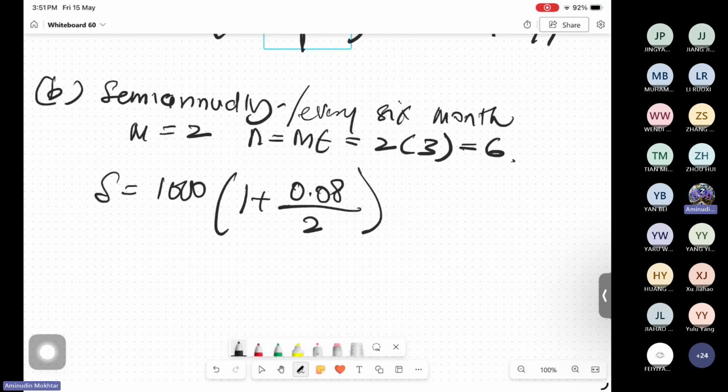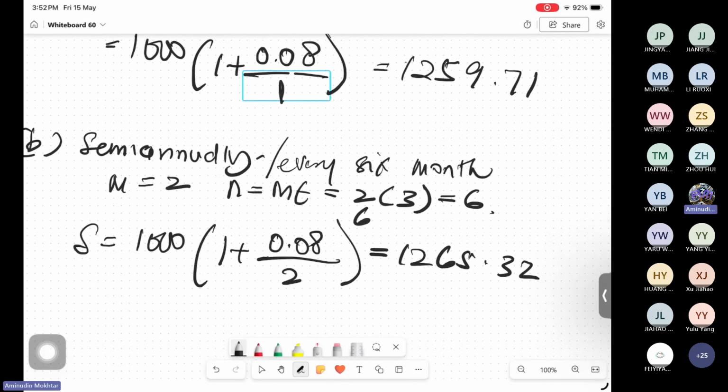So to the power of 6. I hope you can please calculate this formula to make sure you know how to calculate the compound interest. So you will get the answer is now equal to 1065 and 32. It is slightly higher than the previous one.